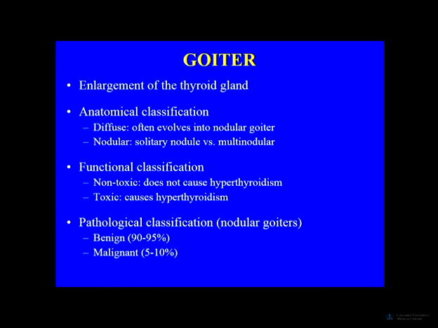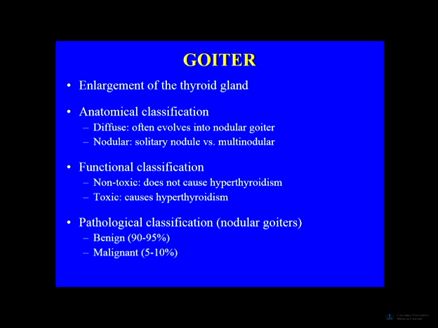So what is a goiter? You've probably all heard this term at some point in your life, but a goiter is really simply a term for any enlargement of the thyroid gland. There's three major ways we can classify goiters. First is anatomically. Goiters can be diffuse. This is when the entire or vast majority of the thyroid gland itself is enlarged. And this can evolve into a nodular goiter, and nodular, therefore, is the second way we can anatomically classify goiters. This is when you develop isolated or multiple growths within the thyroid itself.